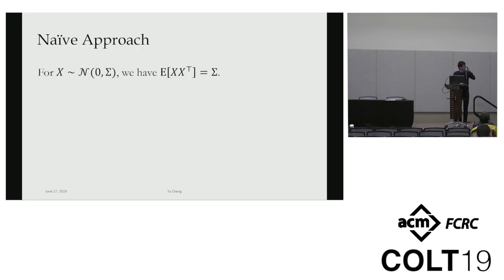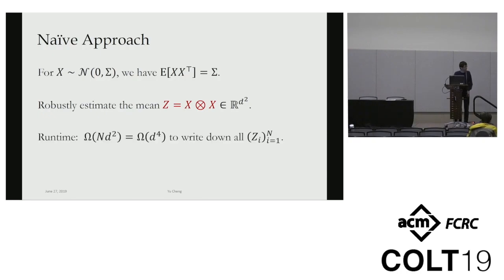First, let's take a look at the most naive approach. When X is drawn from a Gaussian with mean zero and covariance sigma, the expectation of XX transpose is just the covariance matrix we're trying to estimate. Roughly speaking, this gives you a reduction: you can reduce our problem to robustly estimating the mean of Z instead, where Z is the tensor product of X with itself, a d-squared dimensional vector. However, there are many issues with this approach. The most obvious one is that it's too slow. It would take time roughly d to the 4 to just write down all the input, because you have n, which is d squared samples, and each of them is d-squared dimensional.